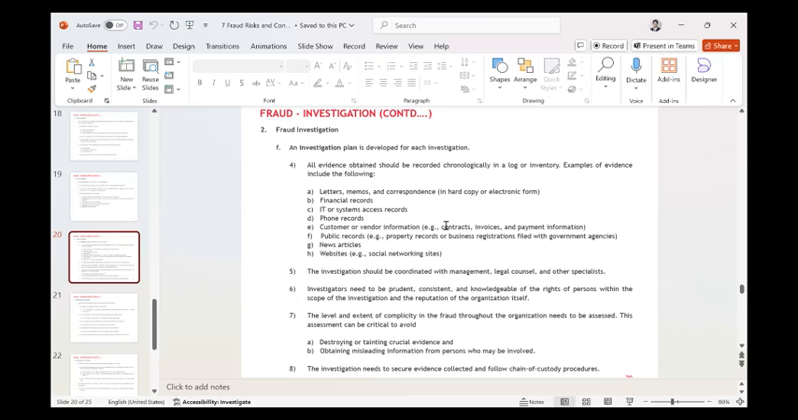Investigators need to be prudent, consistent, and knowledgeable of the rights of the person. This is very important because the person whom you're investigating will also have rights: privacy rights, human rights. There will be certain labor laws, so you can't discriminate. You can't just suspend without pay. It might be a suspension with pay, and then at some point down the line, 1 month or 3 months, you may have to review or continue the suspension or terminate. So there is a process that has to be followed.